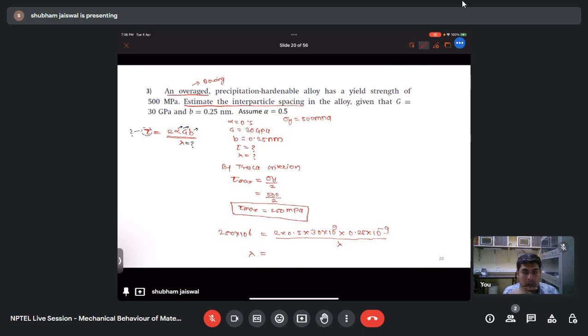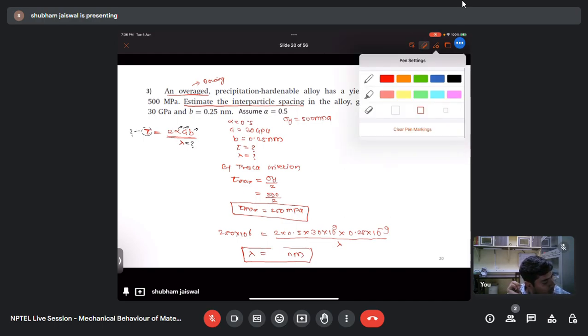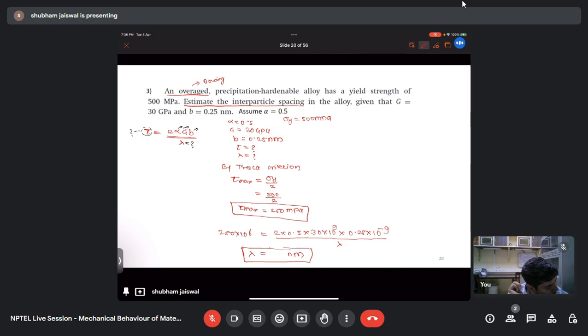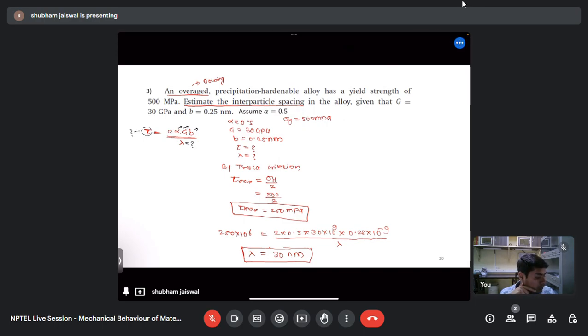So now lambda will come out to be 30 nanometers. So the interparticle spacing is 30 nanometer. Okay, so it's looking like 80 nanometer. It's 30 nanometer. Okay. So now we'll move towards the next question.